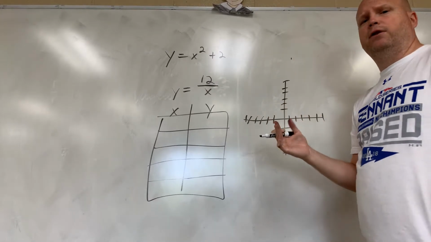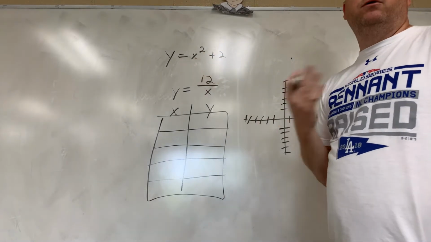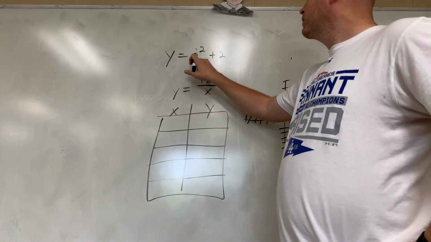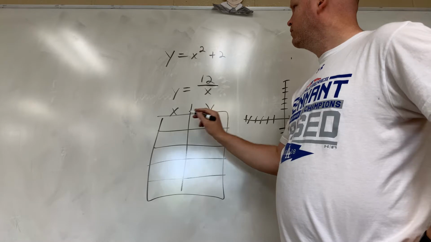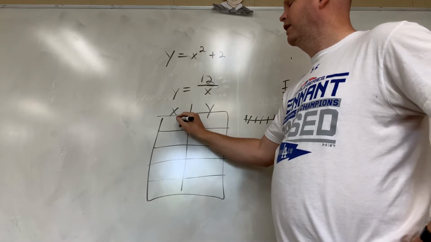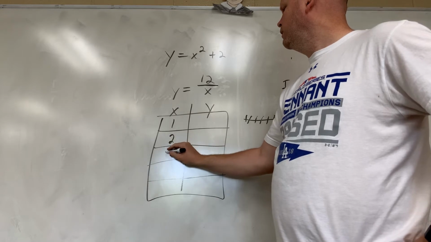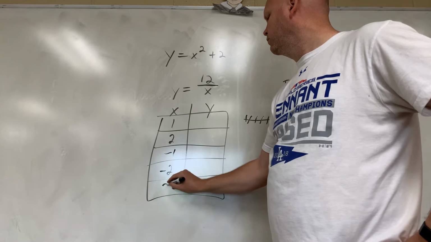Just like you did with linear equations, sometimes they will tell you what the x value is. Sometimes you can choose. We're going to choose for this problem. So we can make x whatever we want it to be. In this case, you're probably going to have to do more than 3 values on this. 1, 2, we can do -1, we can do -2, and then we'll do +3.